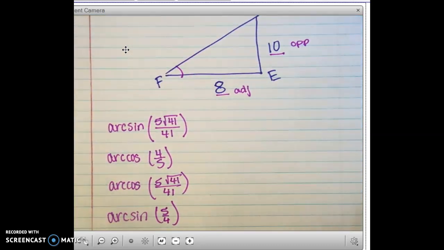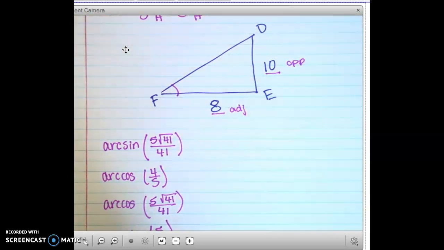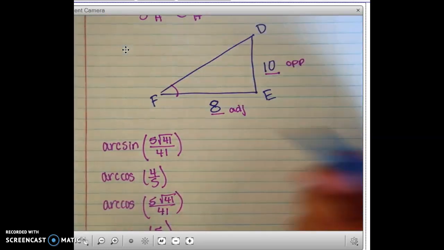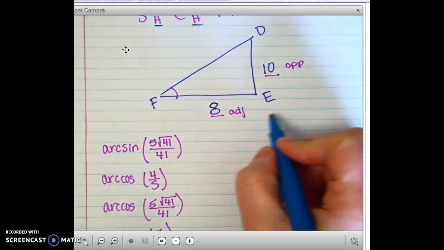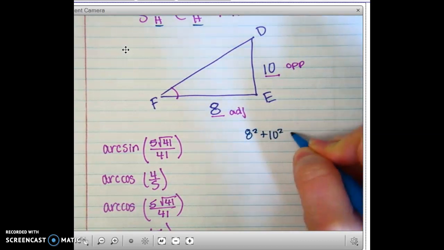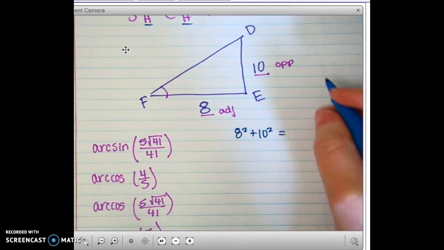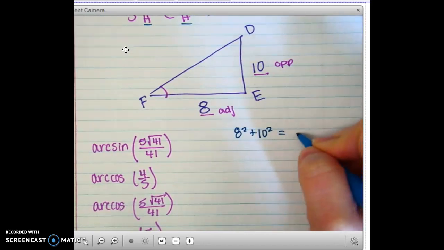So I don't have a tangent I can use. What I'm going to have to do is use the Pythagorean theorem to solve for my hypotenuse, because I have to use sine or cosine, which means I'm going to need my hypotenuse. So I do 8 squared plus 10 squared equals FD squared.